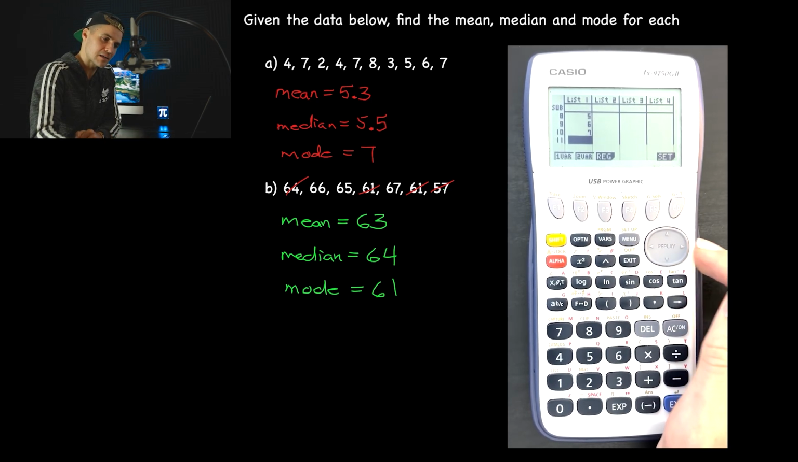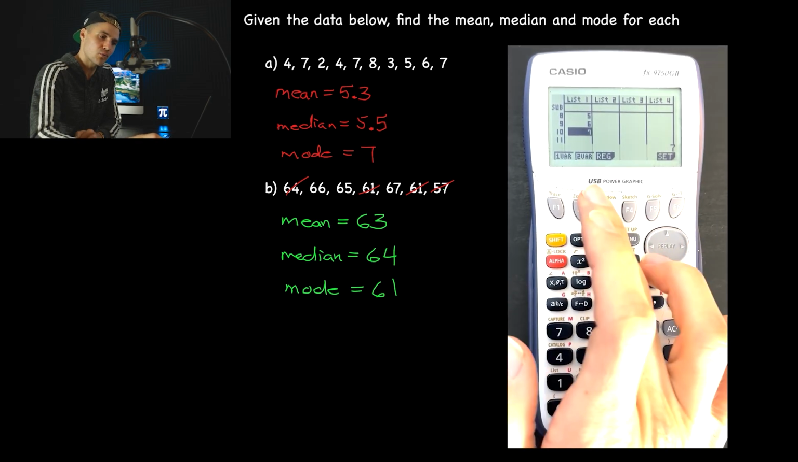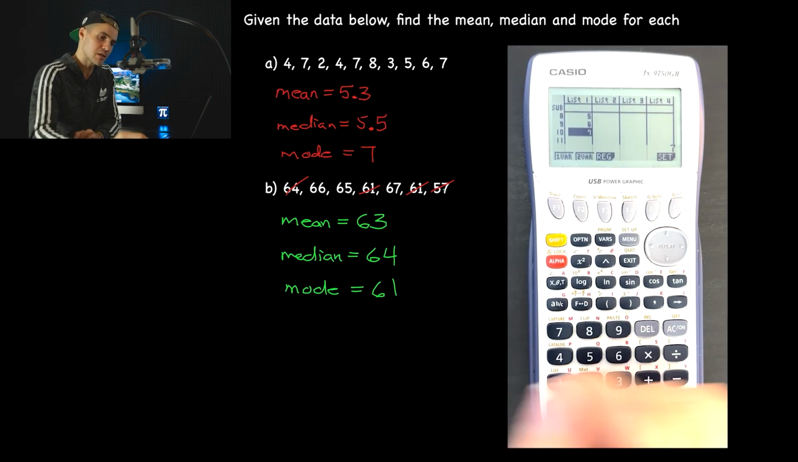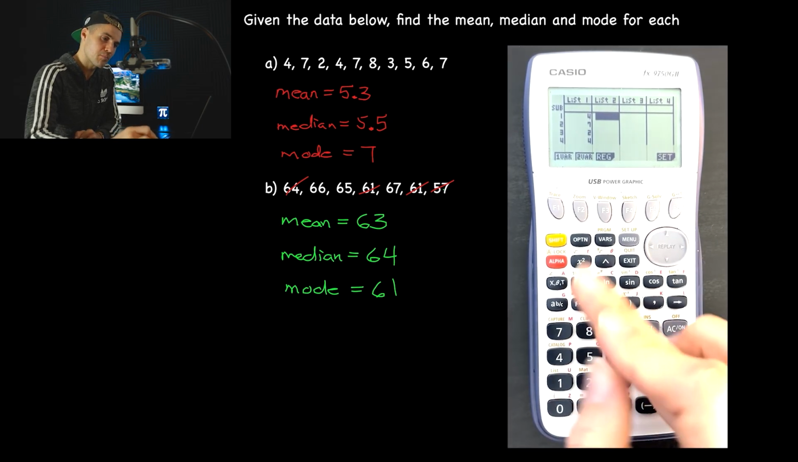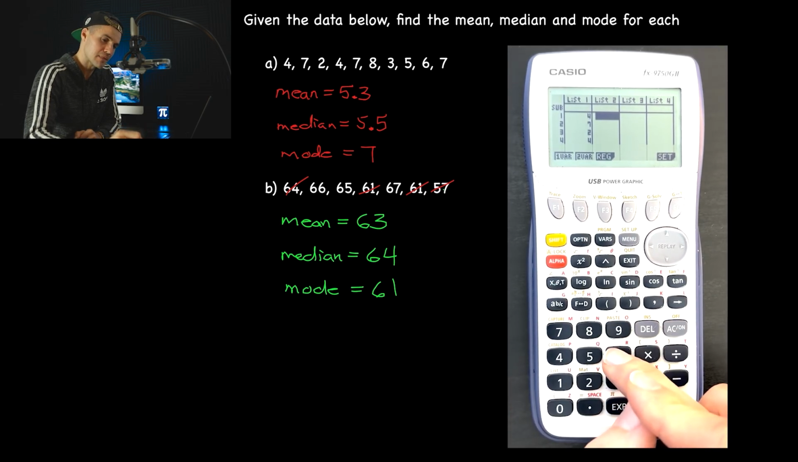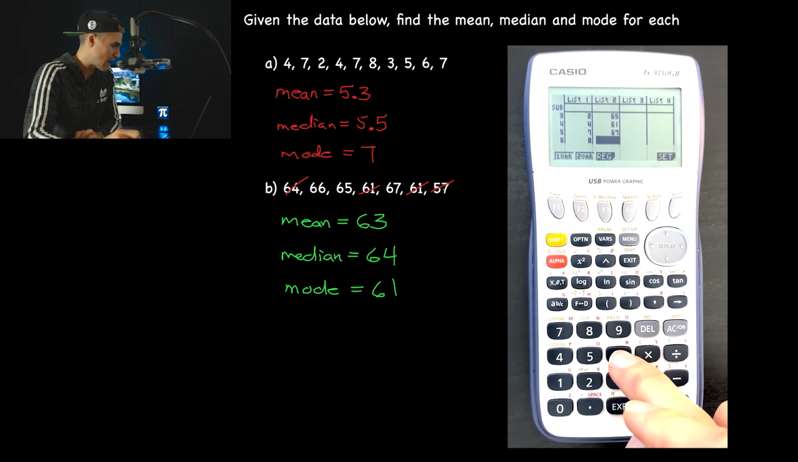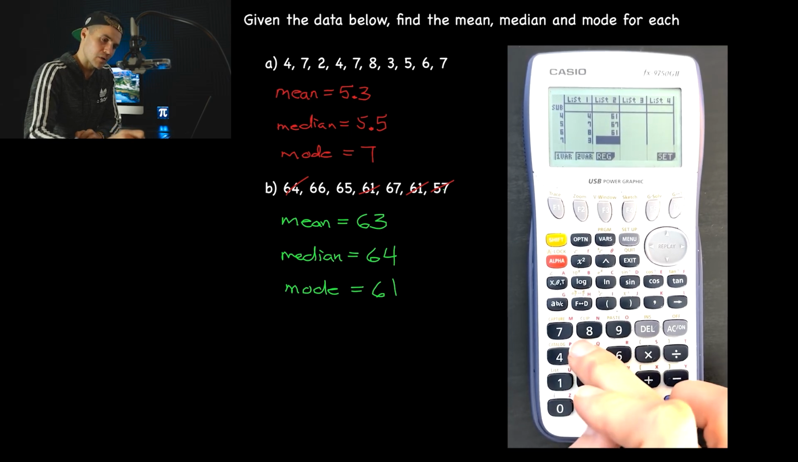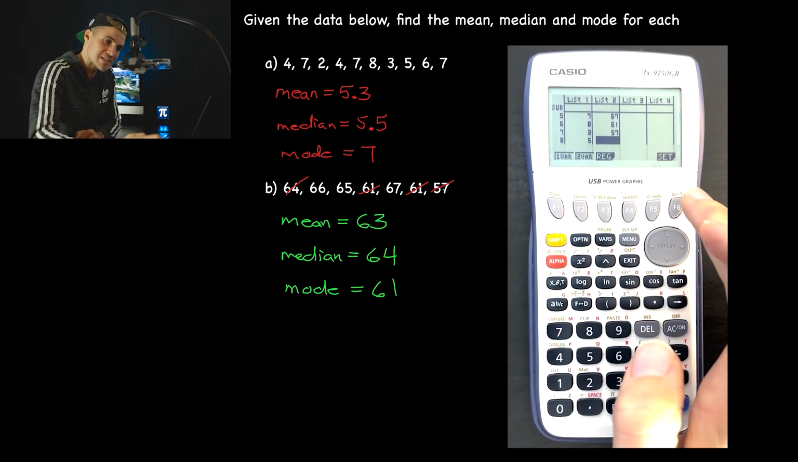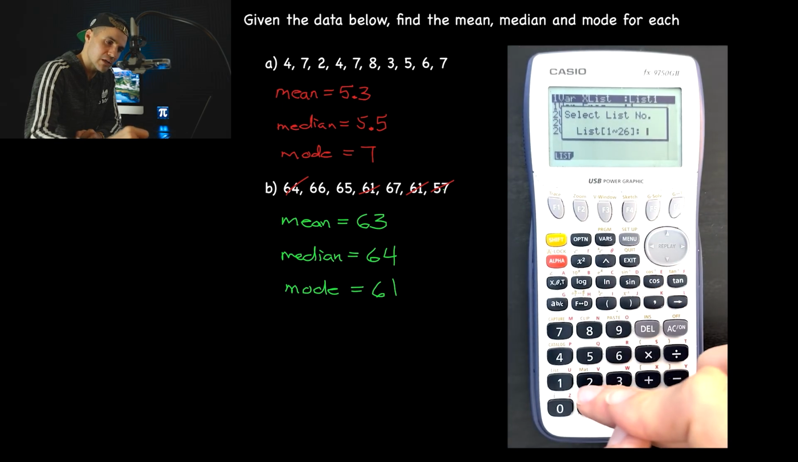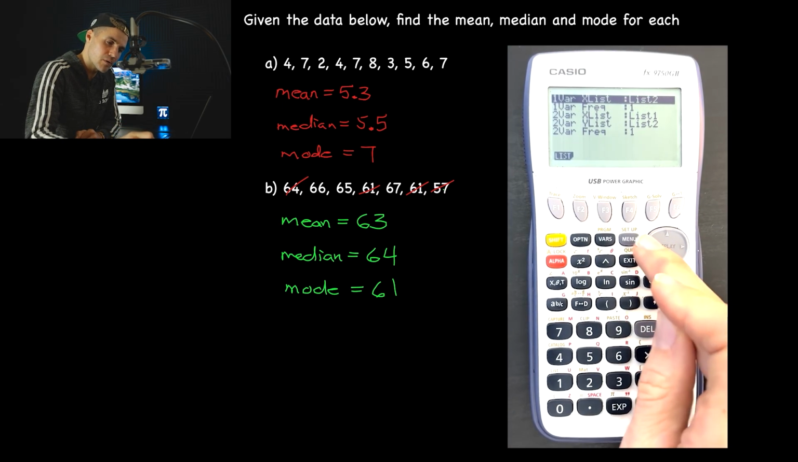Now for the second data set, there are a couple of things you could do. If you want, you can erase everything in list 1 and then input the new values from the data set in part B. But you could also input the points from part B in the second list, and then just change our reference to the second list. So we'll have 65, 61, 67, 61 again, and then 57. Then we go to set over here, and instead of list 1, we're going to be looking at list 2 when we do the calculation.